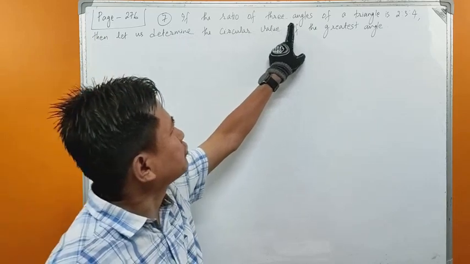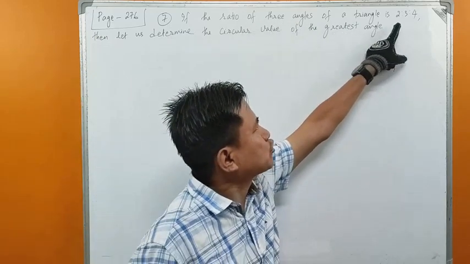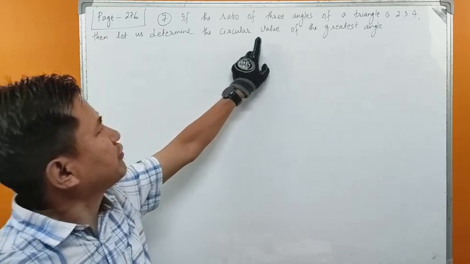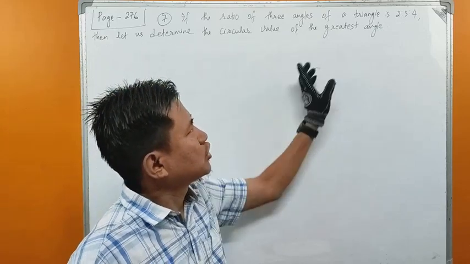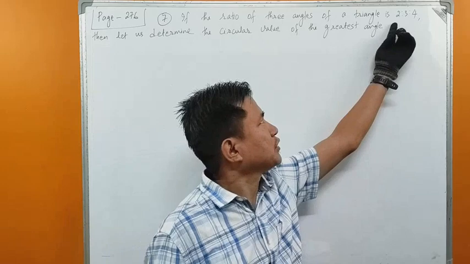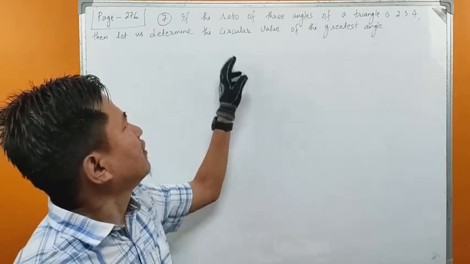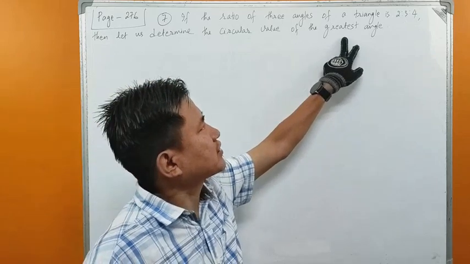If the ratio of three angles of a triangle is 2:3:4, then let us determine the circular value of the greatest angle. So the ratio of the three angles is given to us, 2:3:4. We are asked to find the circular value of the greatest angle, isn't it?